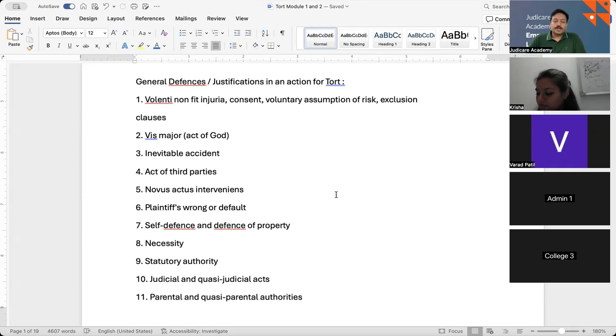So the very first case law for the point, voluntary non fit injuria, is Wooldridge v. Sumner. V is for versus. Wooldridge v. Sumner, 1963. Now, this is an example case law for voluntary non fit injuria, which says to a willing person, injury is not done.